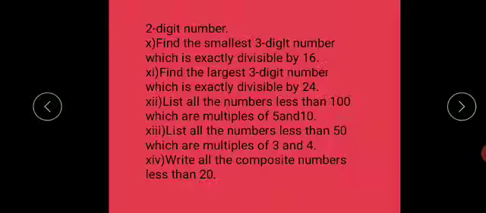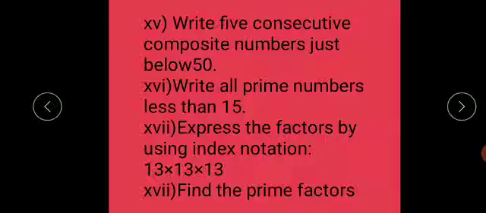12th part: list all the numbers less than 100 which are multiples of 5 and 10. 13th part: list all the numbers less than 50 which are multiples of 3 and 4. 14th part: write all the composite numbers less than 20. 15th part: write 5 consecutive composite numbers just below 50. 16th part: write all prime numbers less than 15. 17th part: express the factors by using index notation, 13 multiplied by 13 multiplied by 13.